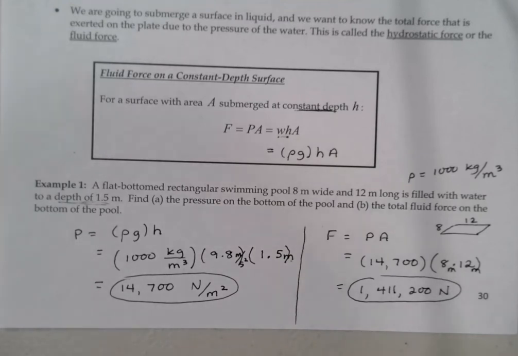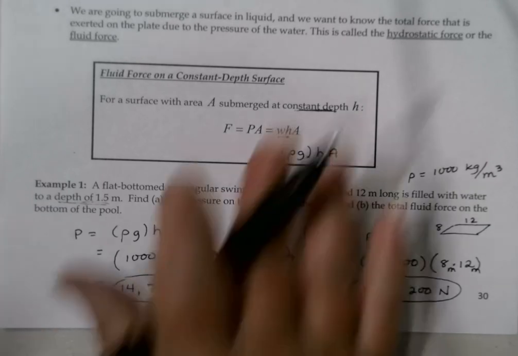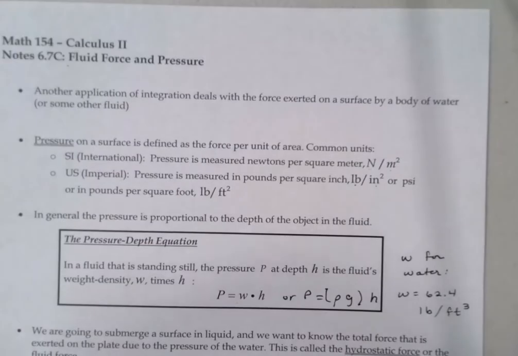All right, so this is a fairly straightforward, really just an arithmetic process, as long as I've got a constant height. The bottom of that pool is all at the same depth of water. What happens, though, when I've got a plate that's not horizontal, all at the same depth, but rather vertical? So the different parts of the plate are at different depths. Let's take a look at that next.